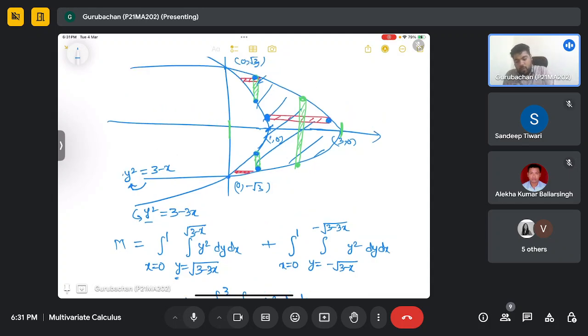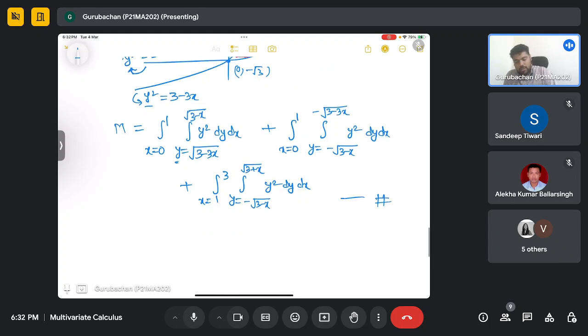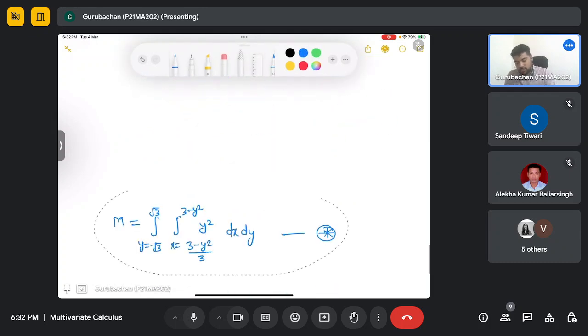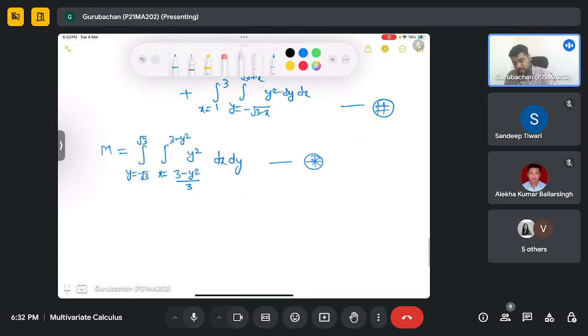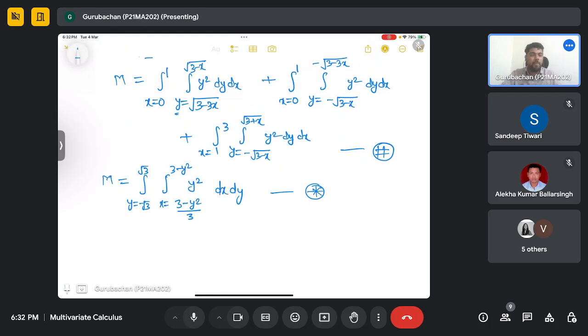Correct? Now in a similar way, for 1 to 3, the vertical strip: the lower curve is y square equal to 3 minus x and the upper curve is the same. But what is the difference? The lower touching point is negative and the upper touching point is positive. So it will be minus under root 3 minus x to plus under root 3 minus x. I am giving this an equation number. Now it has three integration parts, while the other has only one, so it's obvious to integrate this single one, right?